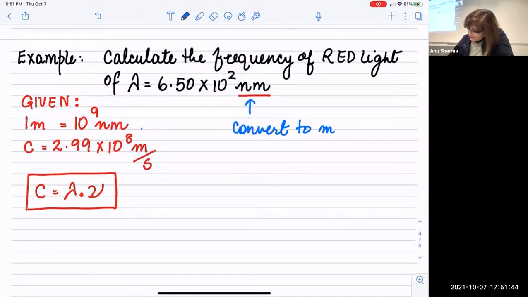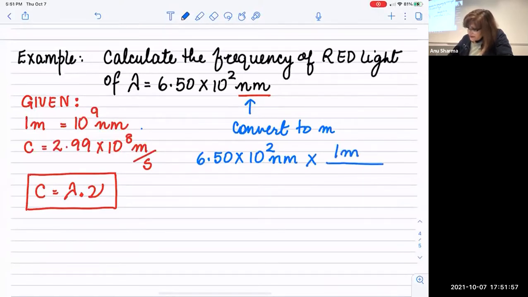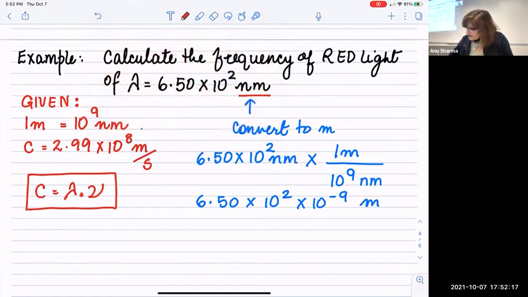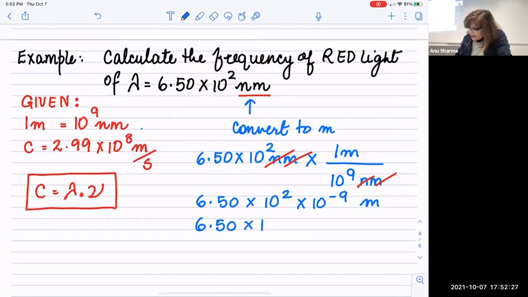All right. So how would you do that? First of all, 6.50 into 10 to the power 2 nanometers times, now we need to convert it into meters, 1 meter is equal to 10 to the power 9 nanometers. Basically when you solve this, it becomes 6.50 into 10 to the power 2 times 10 to the power minus 9 meters, because the nanometer and nanometer cancel out. So you get 6.50 into 10 to the power minus 7 meters.